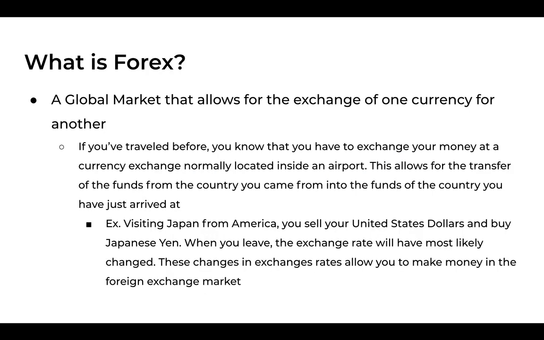So first off, what is Forex? Forex is a global market that allows for the exchange of one currency for another. If you guys have traveled before, you know that you have to exchange your money at a currency exchange, normally located inside an airport or at a currency exchange store in a downtown area or something like that. This allows for the transfer of the funds from the country you came from into the funds of the country you have just arrived at. A quick example of this would be visiting Japan from America. You sell your United States dollars and buy Japanese yen.